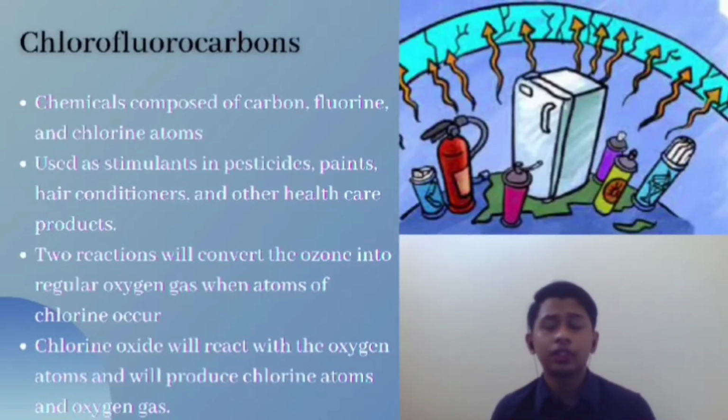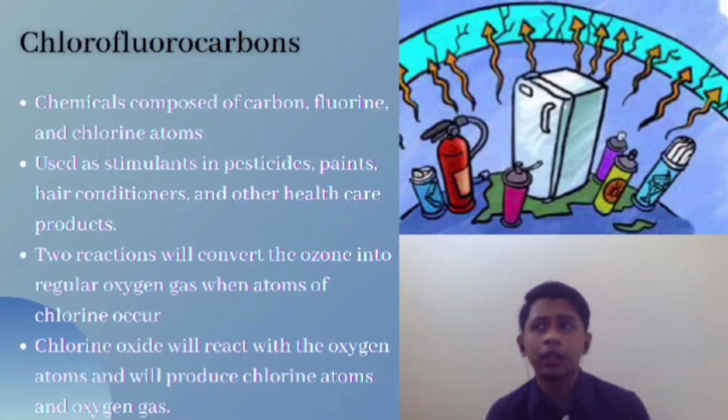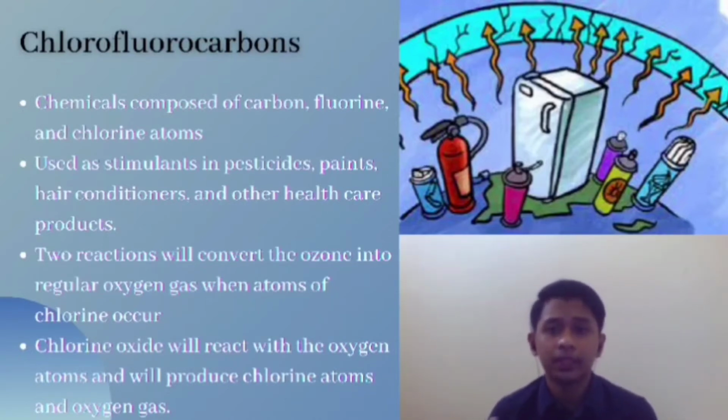Next I will present about the source of ozone pollution. Alright, the first one is chlorofluorocarbon. Chlorofluorocarbons are chemicals that are composed of carbon, fluorine and chlorine atoms. And these atoms belong to the hydrocarbon group, which is a group of toxic and flammable gas. They originated for the first time in 1928 as an alternative to the various chemicals used in refrigerators. They were then used as a stimulant in pesticide, paint, hair conditioner and other hair care products.